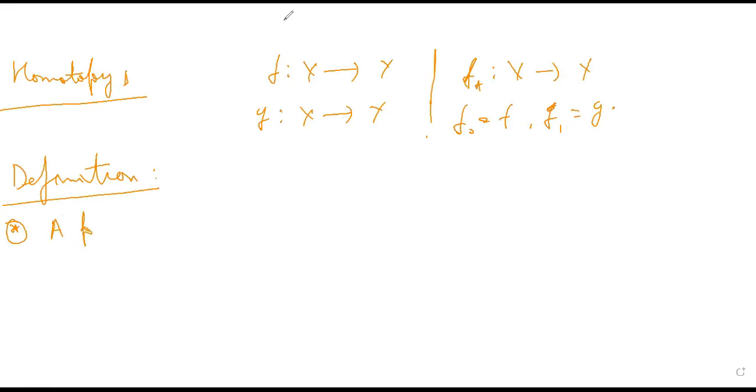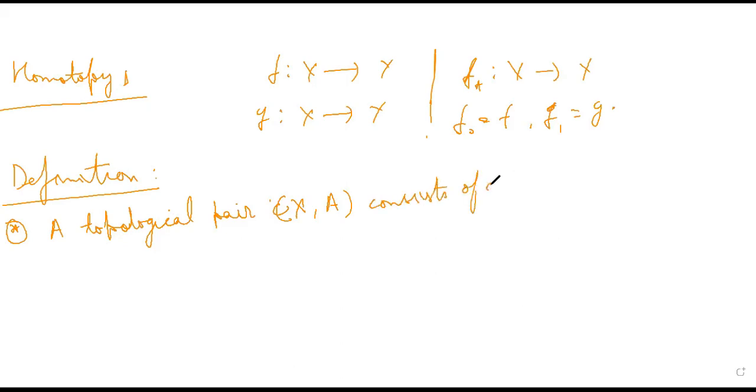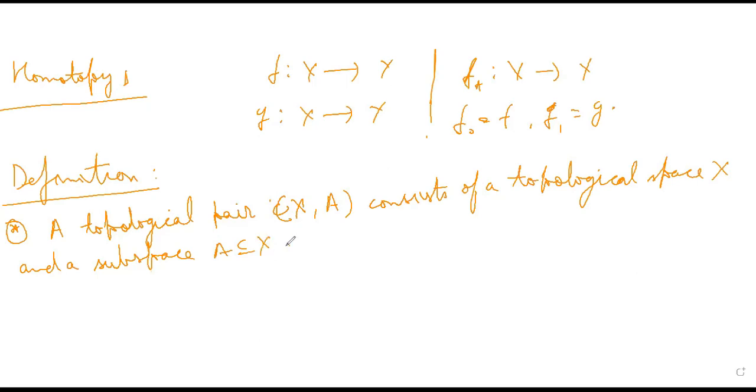A topological pair (X, A) consists of a topological space X and a subspace A of X.